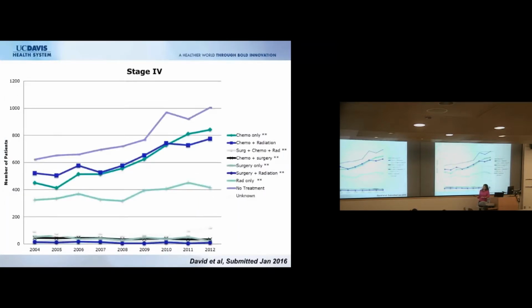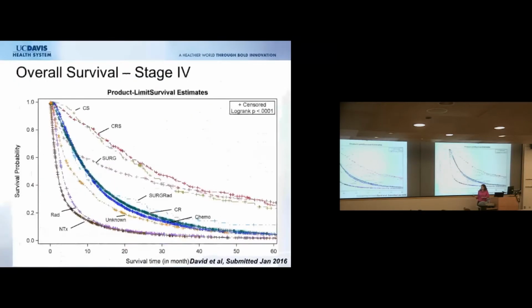Then we take a look at this. This is how the trends in the groups changed over the time of the study period. And as you can see, the surgical groups are at the bottom, and they actually went down over time. So fewer patients had surgery over the study period. And again, more patients having chemotherapy and radiation. Now, when we look at survival, we see this, okay?